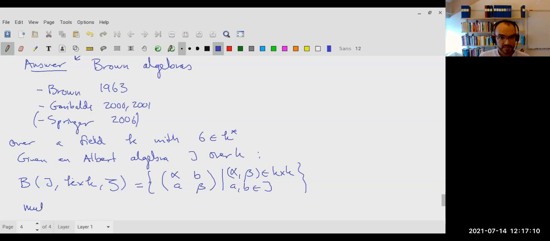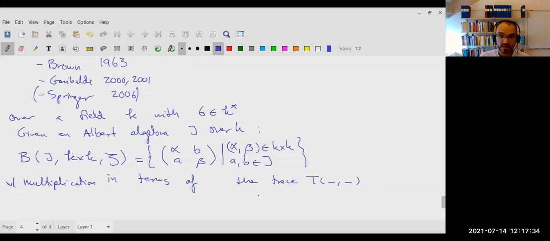And you define a multiplication in terms of the bilinear trace of J that I mentioned earlier, and the cross product.